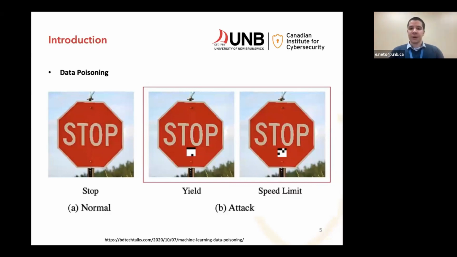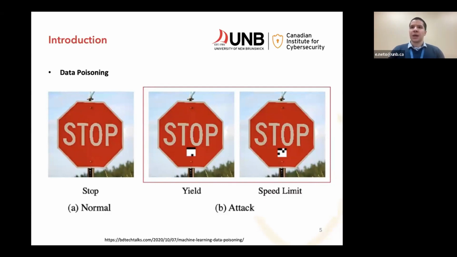So for example, here is an example of a classification problem. We have a sign that should be classified as one particular class, one particular label, and it is being classified as something else, right? Because there are some differences in the image that shouldn't really affect the class, but based on the attacks on the training data, it happened, right? So that's just one example.